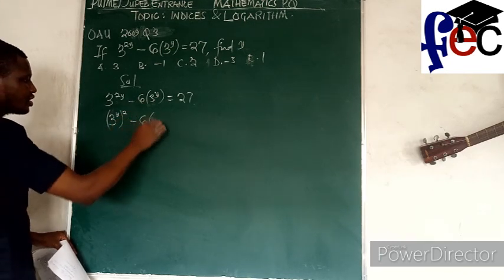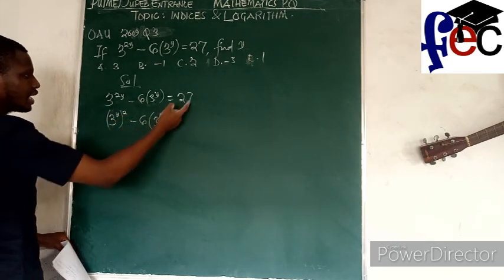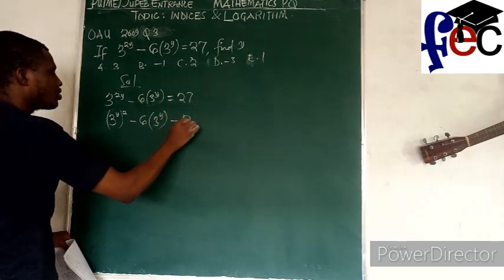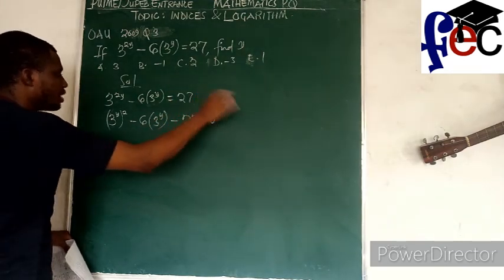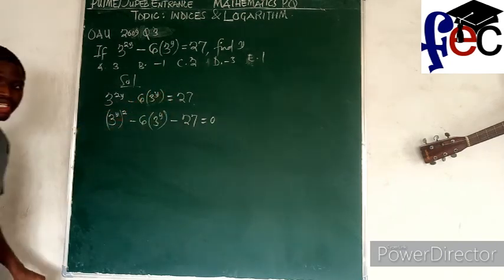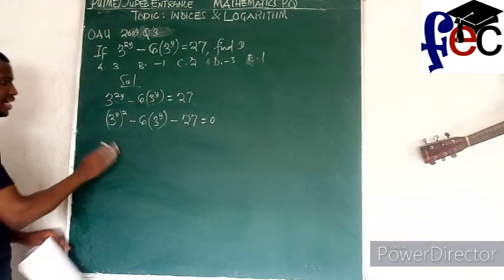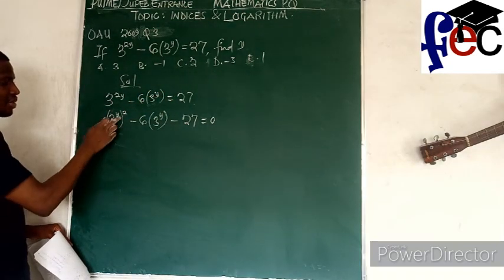Minus 6 into 3 raised to power y. I can bring this 27 here so that you have minus 27. I'll be left with 0 there. It's like subtracting 27 from both sides. Alright, from what I have done, I can see 3 raised to power y here, 3 raised to power y here.